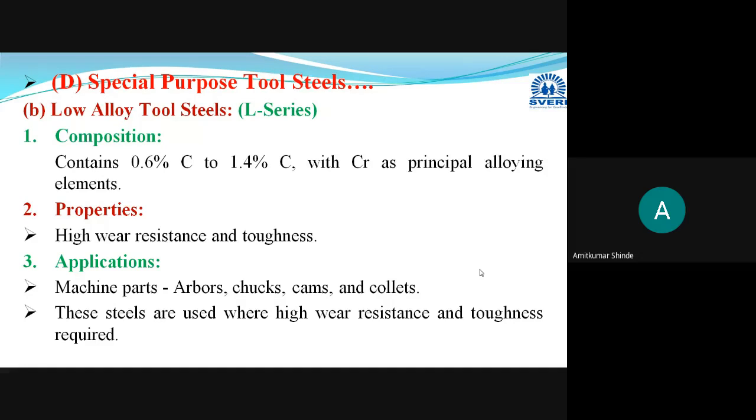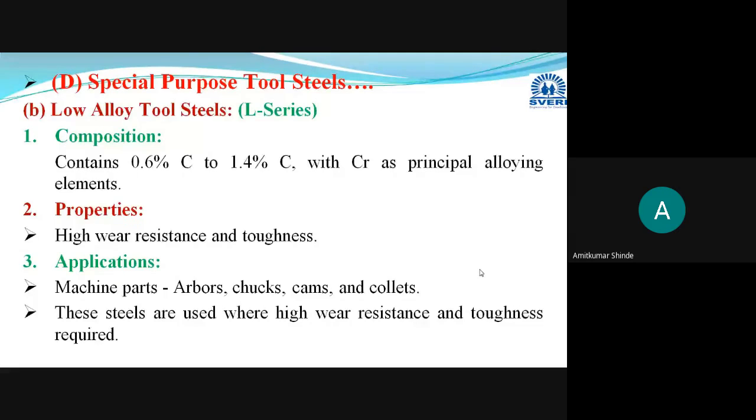Whichever alloying elements are there, carbon is there, Fe and carbon. Okay, these are steels, 0.6 to 1.4% carbon will be there. In addition to this, chromium will act as a principal alloying element, but they are not present in very higher quantity.